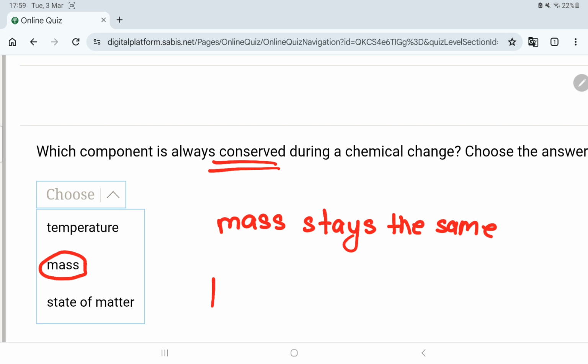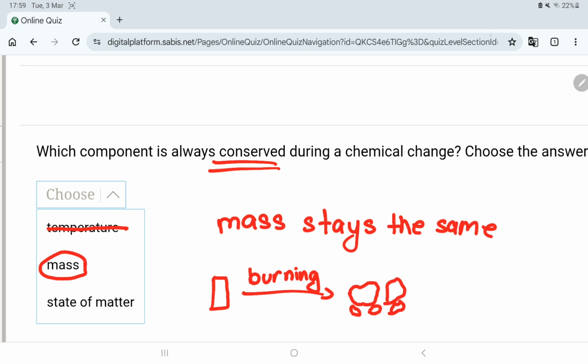Why? If you burn a paper, so here it's burning, obviously the temperature doesn't change. Now it's really hot. And now you have ashes plus the remnants of the paper. And if the paper here weighed 5 grams, the mass of the ashes and the remains of the paper will also be 5 grams. So what is conserved?